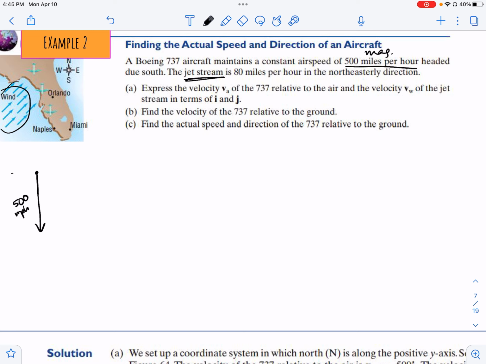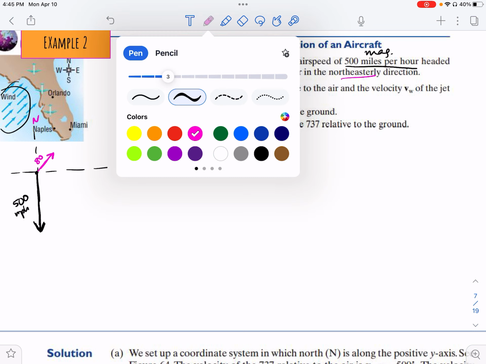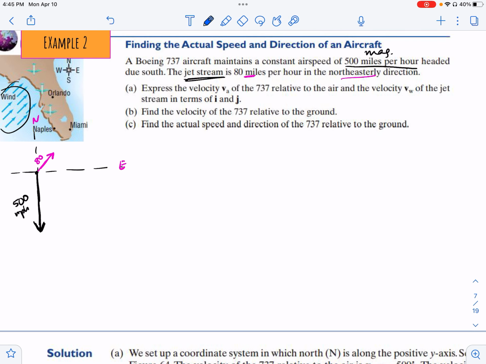So if this is the origin, then we got this one. And we also have jet streams going northeasterly. That's north, that's east, and exactly in the middle, because it says northeasterly, which means exactly in the middle. The magnitude of the winds is 80 miles per hour. So I'm going to use a vector that's smaller than 500. Call that 80. Like I said, if I were to add these two vectors, they're not positioned correctly. You'll have to complete the parallelogram to be able to add them algebraically or graphically.